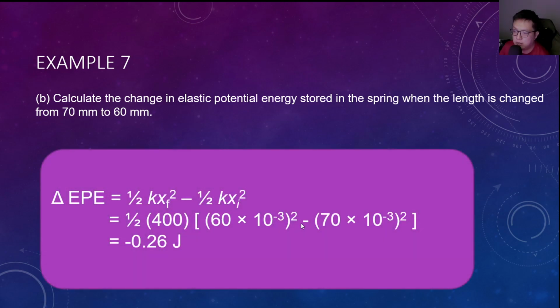To find this, you need to do half kx squared for each of them. So delta EPE equals half k x_f squared, final extension, minus half k x_i squared, where i is initial extension. Substituting the values 400, then 60 times 10 to the negative 3, 70 times 10 to the negative 3, I get negative 0.26 joule. It's negative because in this case my spring has become slightly less stretched, so it's given up some of its elastic potential energy. Alright, so this is example 7.